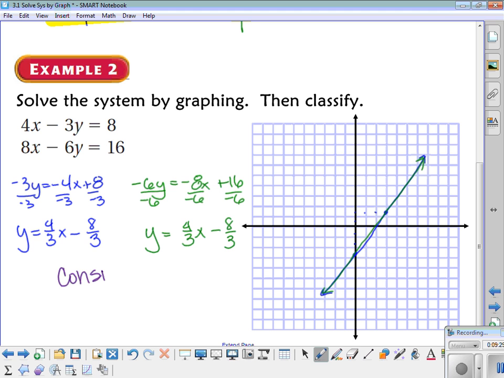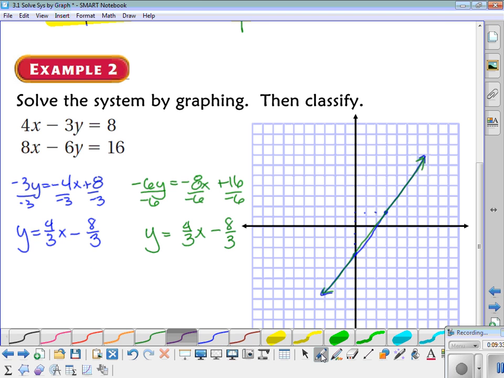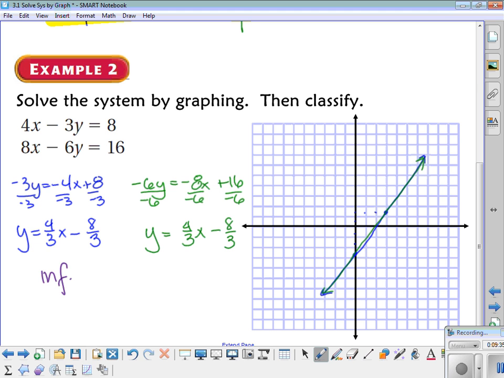Well, first I should probably write there are infinitely many solutions. That's the solution. Infinitely many solutions. It is consistent and dependent.